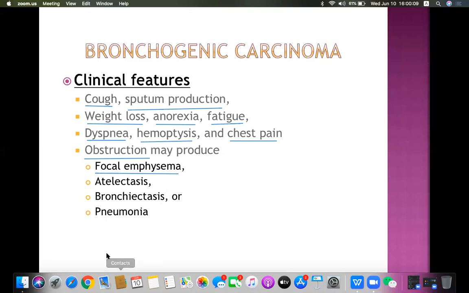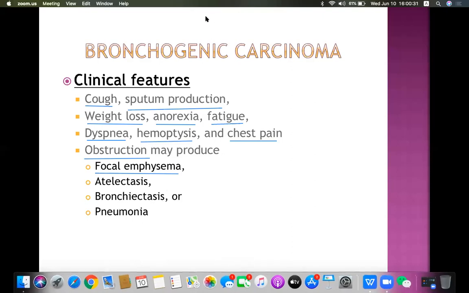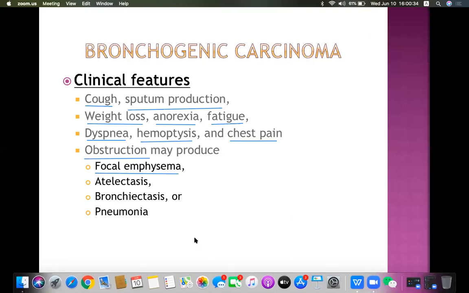Now, third point, which may be caused by obstruction, is bronchiectasis. Bronchiectasis, it is because of chronic obstruction. Now, in the topic of bronchiectasis, I have already explained this. The secretion from the airway cannot be drained. They will attract infection. And if that infection becomes chronic, we can have bronchiectasis in that area. Another is pneumonia. Pneumonia is just the infection of that parenchymatous area.